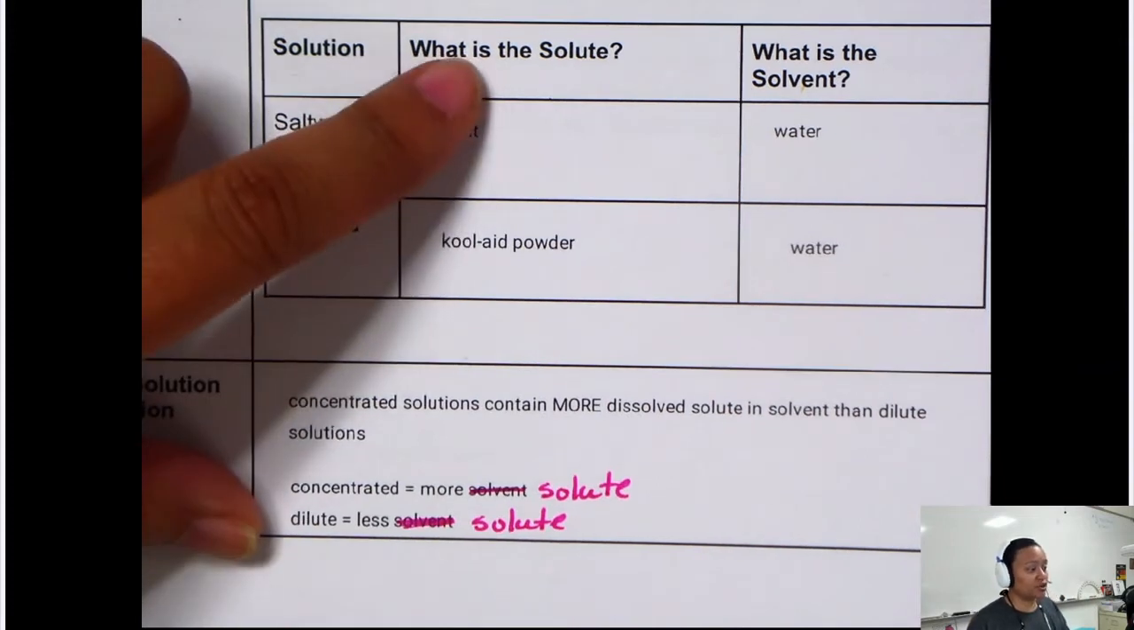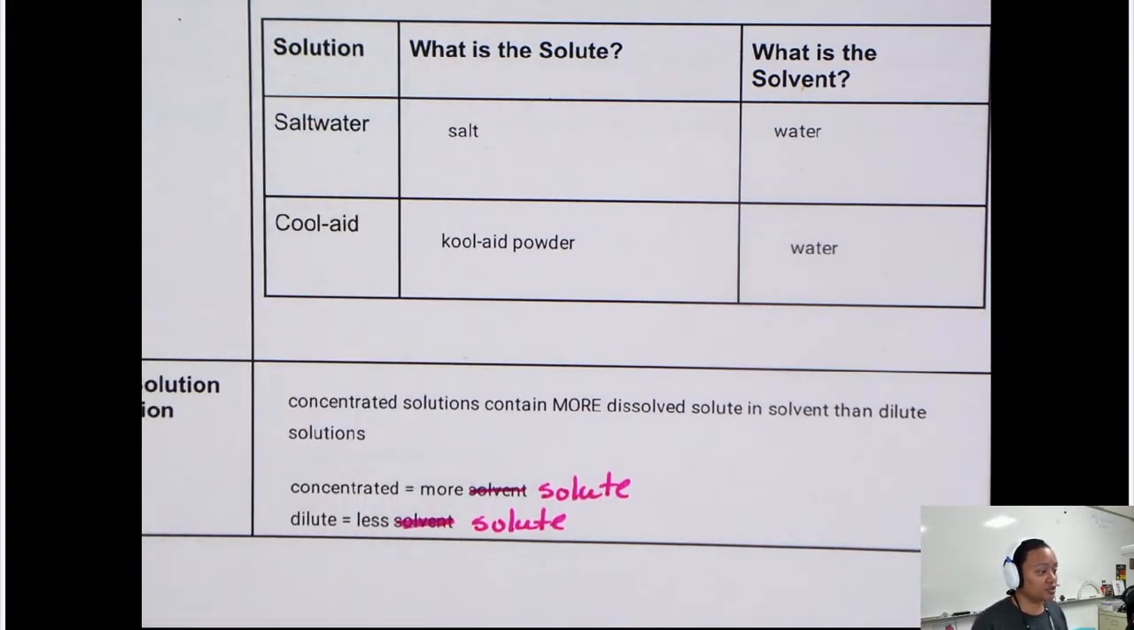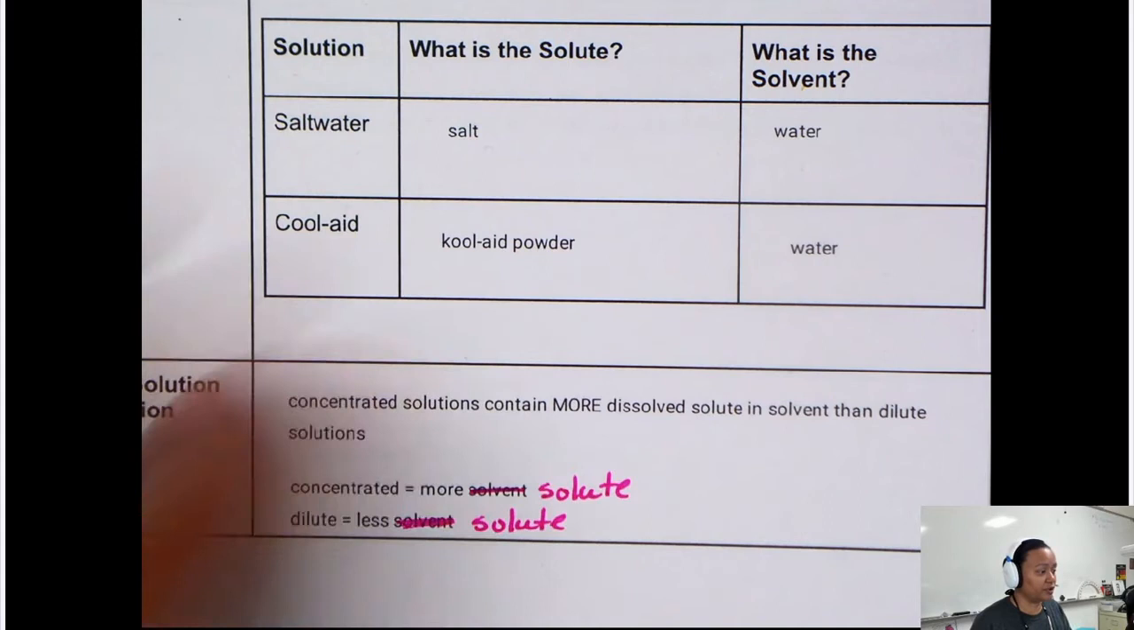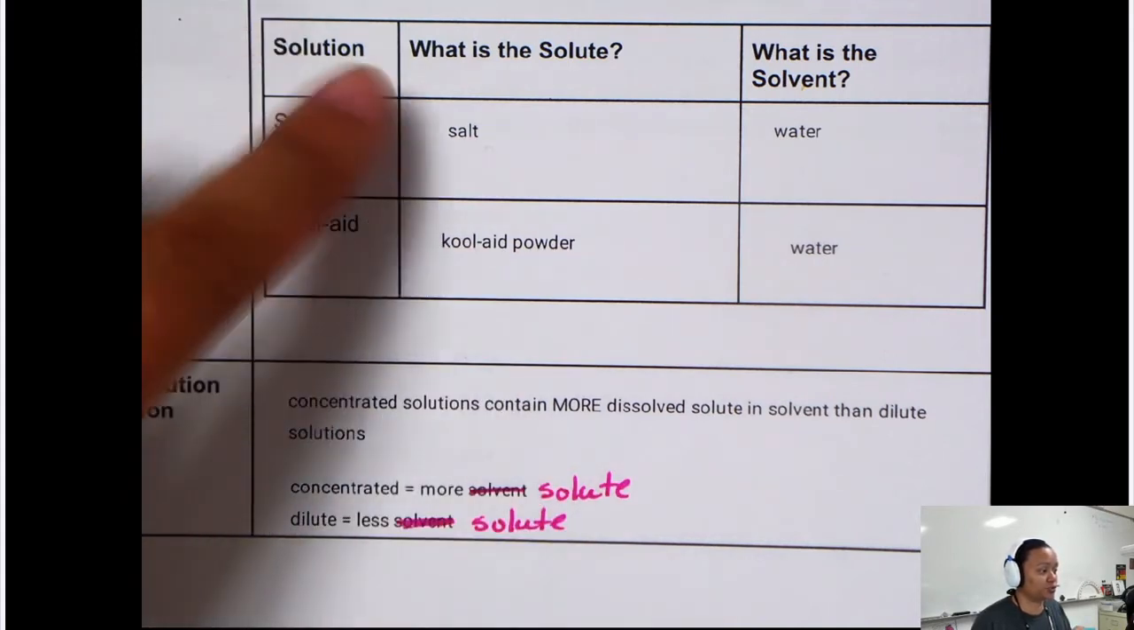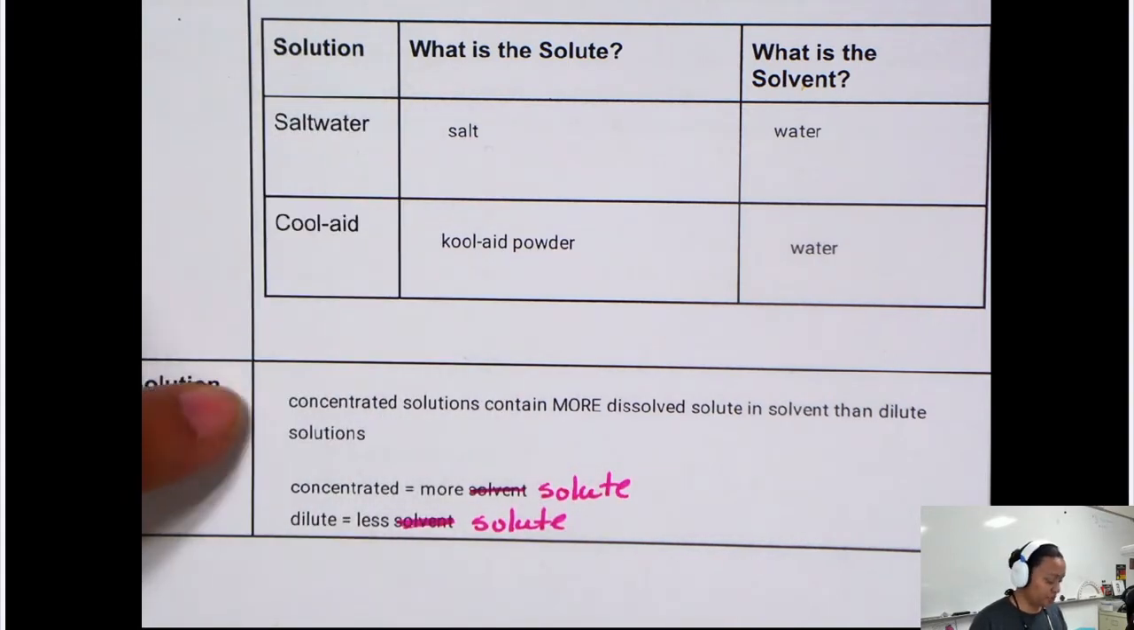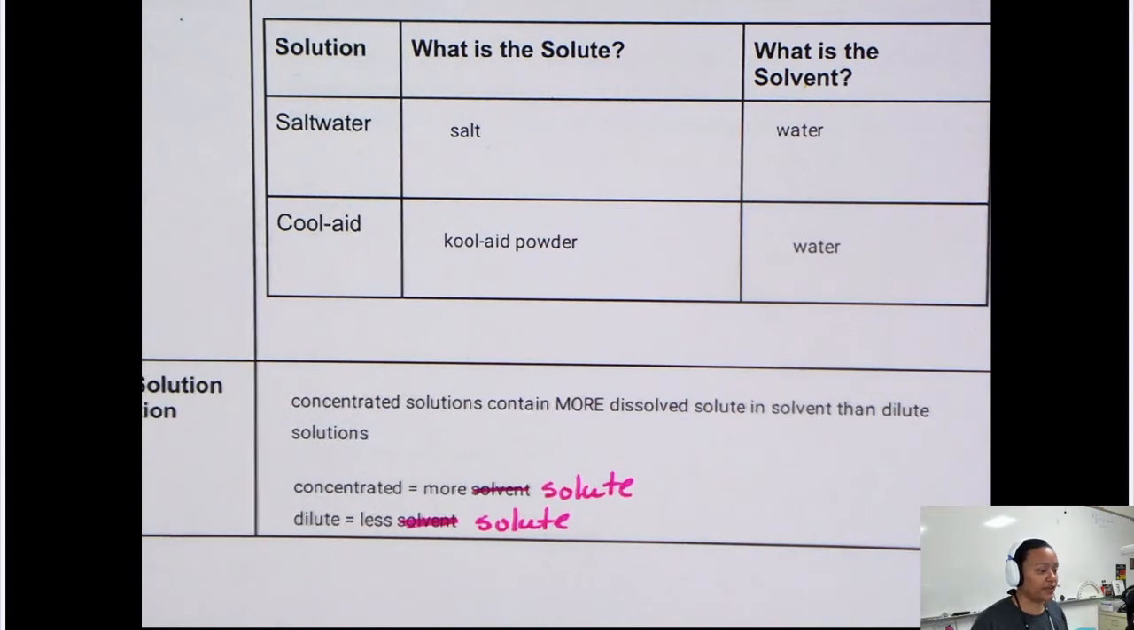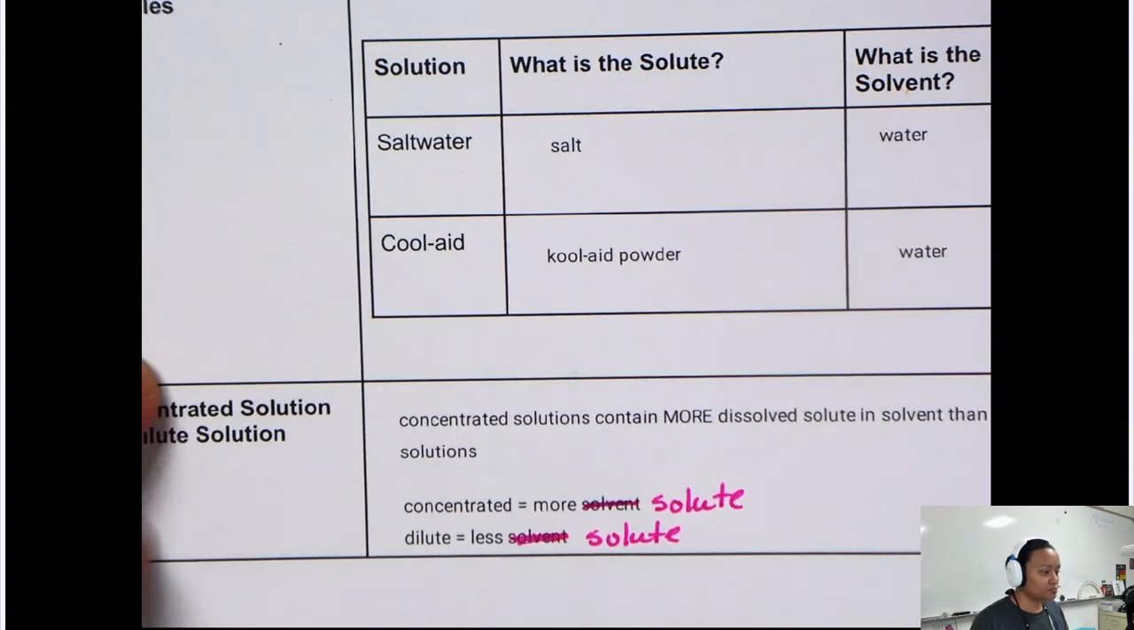So more of the solute is dissolved in the solvent, all right? So in the solution, you're going to have more solute. For concentrated, dilute, you're going to have less. On the next page, what we are doing is looking at it in terms of particles.